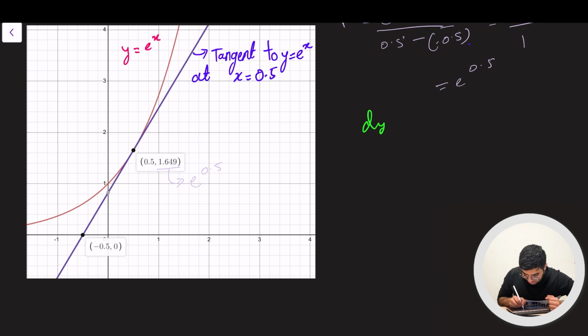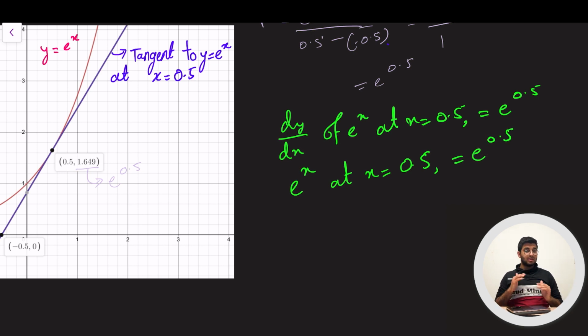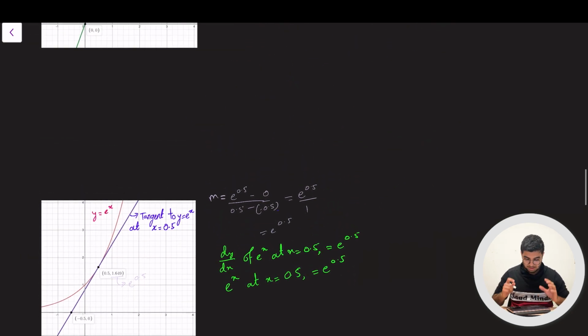So we are saying that the derivative of e to the x at x equal to 0.5 is equal to e to the 0.5, and e to the x at x equal to 0.5 is also equal to e to the 0.5. So we have done 3 different tangents, and all of them suggest the same thing, that the derivative of e to the x at any x value is the same as the function value itself.